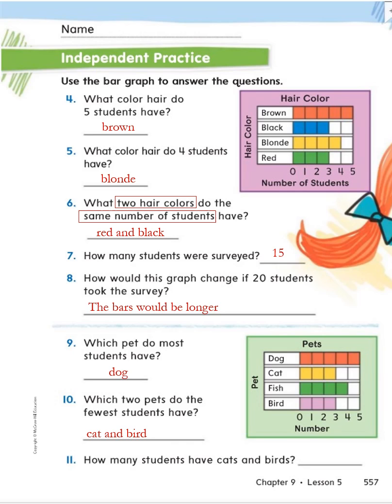And number 11, how many students have cats and birds? Just be careful here. Hopefully you said 6 and not 3. Yes, 3 people have cats, 3 people have birds, but it's asking for us to add both of them together. All right, let's move on.